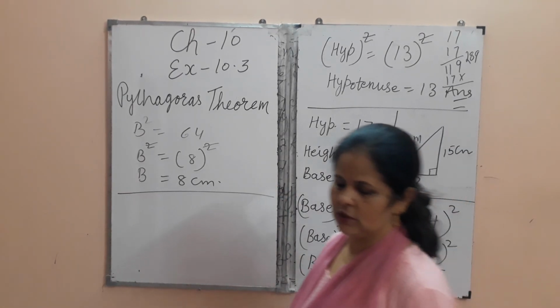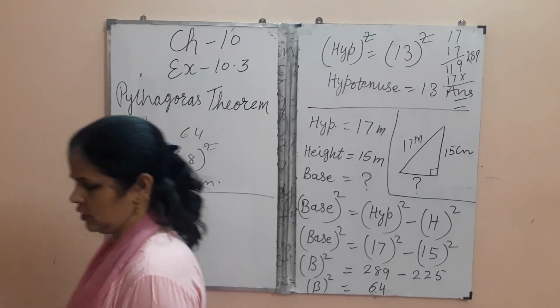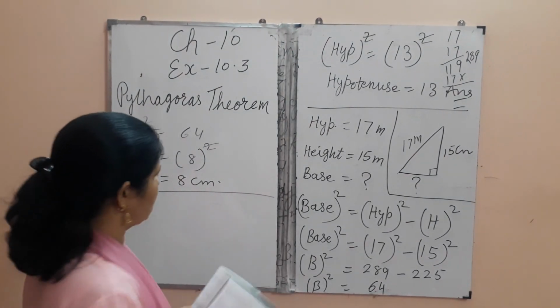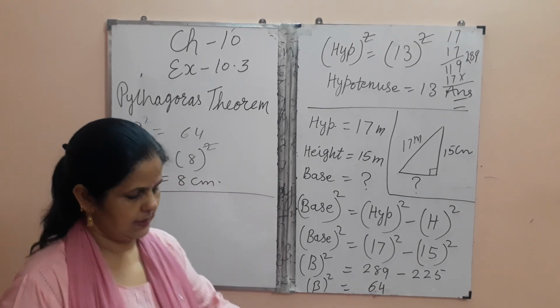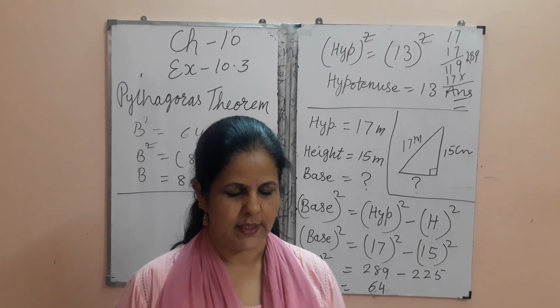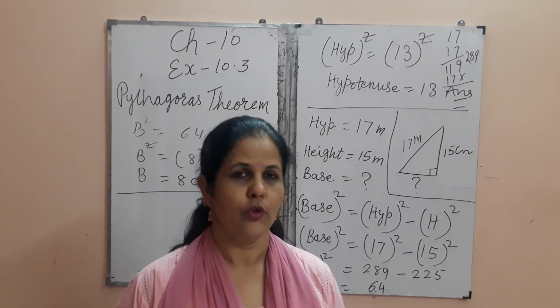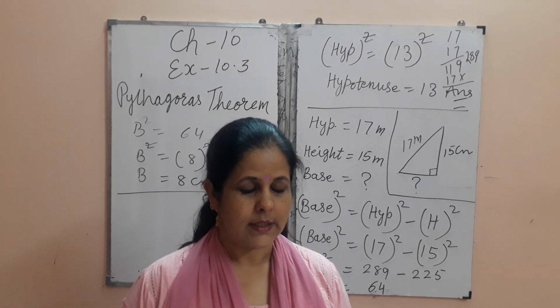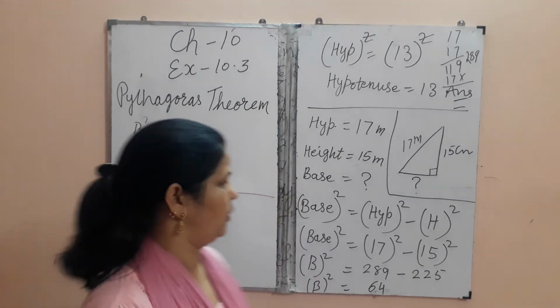Come to the next question. Next question also I will draw the diagram only, and rest of the question you will do yourself. A man goes, now let's read the question first. A man goes 20 meter due west and then 15 meter due north. How far is he from the starting point?